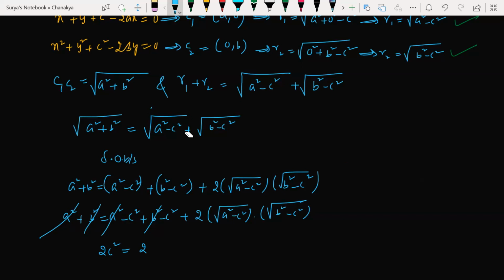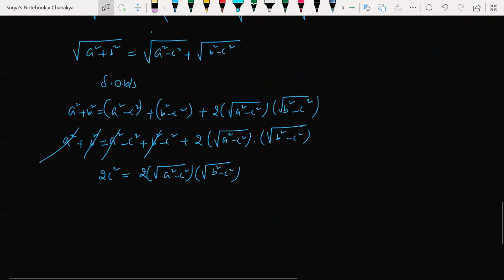Now I am just left with this again: A square minus C square. Again, can I do squaring on both sides? I am left with a square root again. What should we do? Again, squaring on both sides. Guys, make sure that you are solving so fast. The calculation is not a big thing to do, actually. It's not a big deal, right?